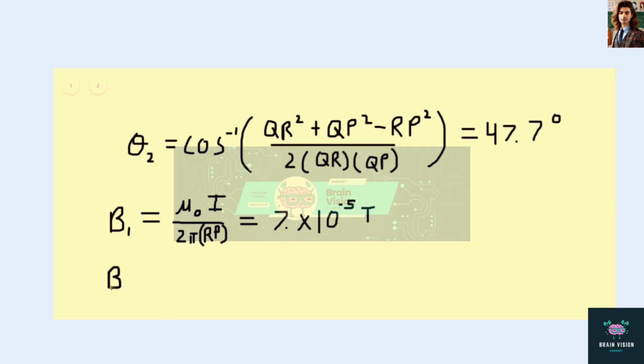Okay, now we can do the same thing for B2. It's also going to be mu naught times I over 2 pi, but this time the distance here isn't RP. This distance here is QP.